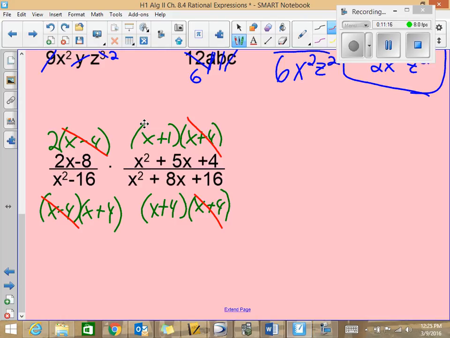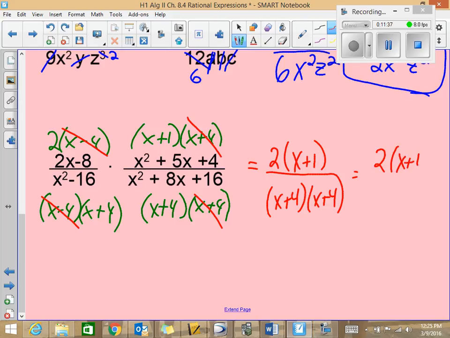Can you leave that out for a second? Yeah. Now I'm going to gather what we have left. And we have 2 and x plus 1 over x plus 4, x plus 4. So you can't combine those? Well, you can only combine them like Lily did, which is good. You can write it like this.